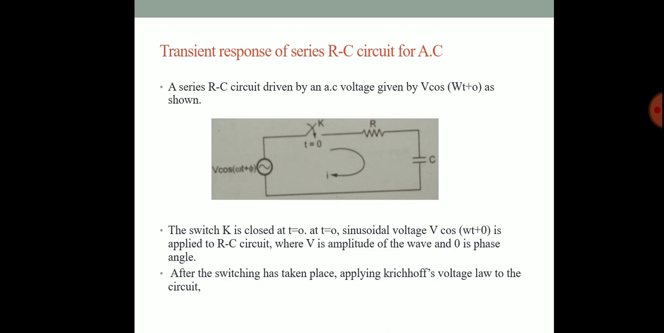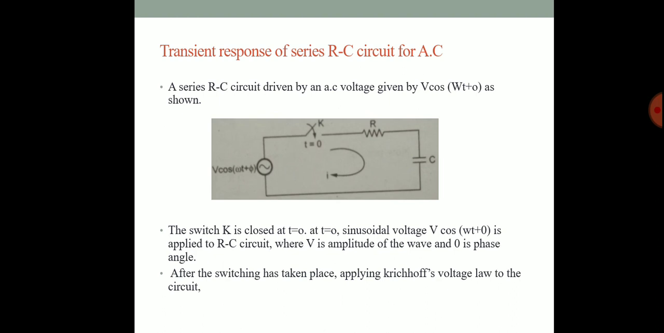For the above equation, the solution consists of two parts, namely the complementary function and the particular integral. The same applies for RLC AC circuits. The complementary function is K1 e to the power of minus t divided by RC, and the particular solution is A cos of omega t plus pi plus B sin of omega t plus pi.